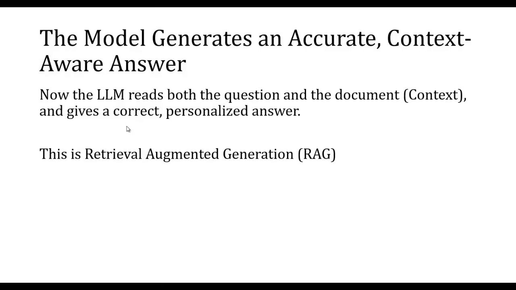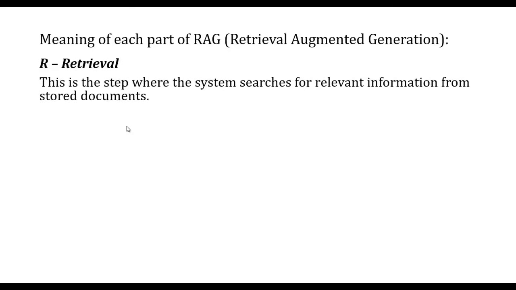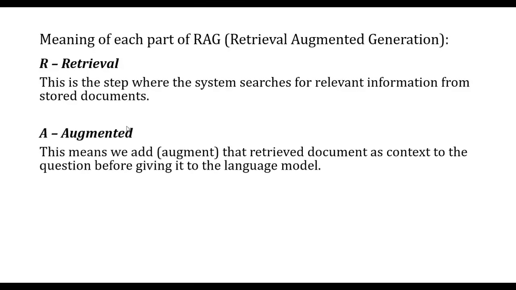How RAG works. Before we move forward, let's understand the meaning of each part of RAG, Retrieval Augmented Generation. Let's start with R, retrieval. This is the step where the system searches for relevant information from stored documents. Next, A, augmented. This means we add, also called augment, the retrieved document as context to the question before giving it to the large language model.